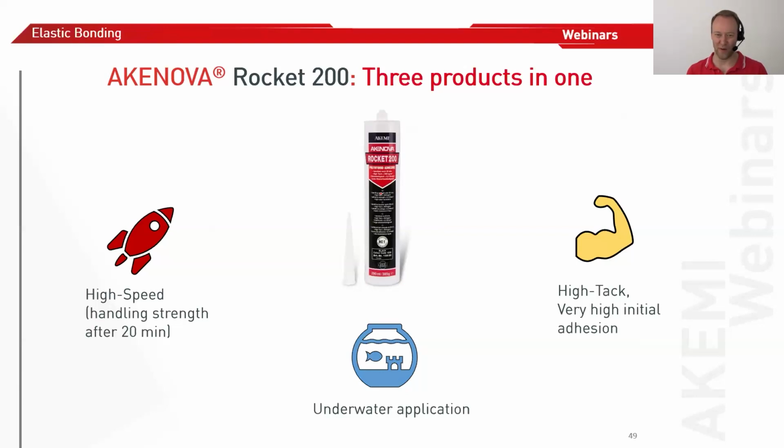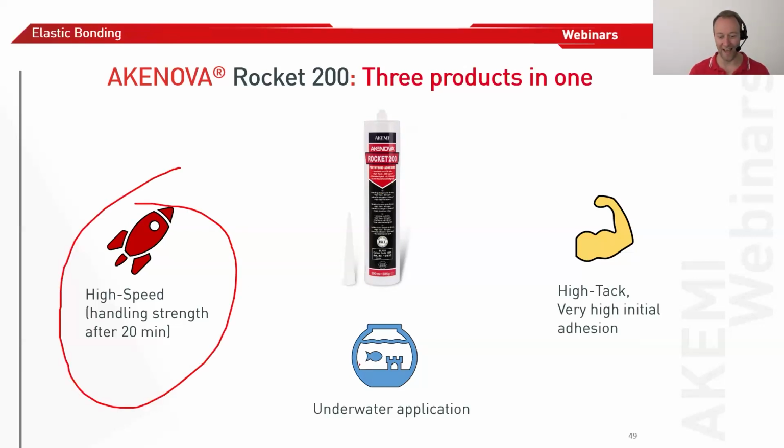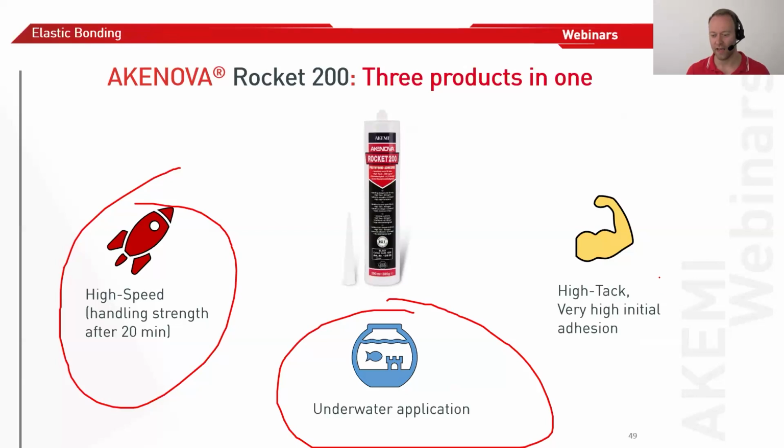So as I said, the product is very versatile. It basically combines three products in one. It is very fast, handling strength after 20 minutes. It has an underwater application, and it has a huge high-tack of 450 kg per square meter plus 6.5 Newton per square millimeter, which means 65 kg per square centimeter. This combination, I have not seen it in one single product on the market. Usually you need three different products for these applications, and you have it all in one in the Rocket.